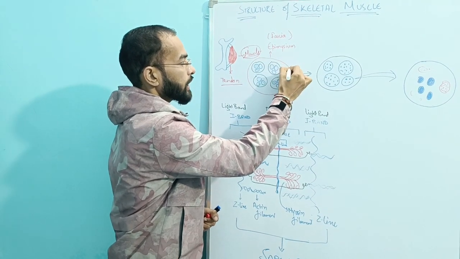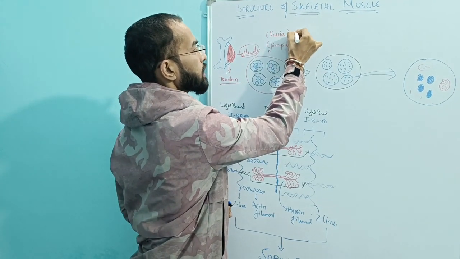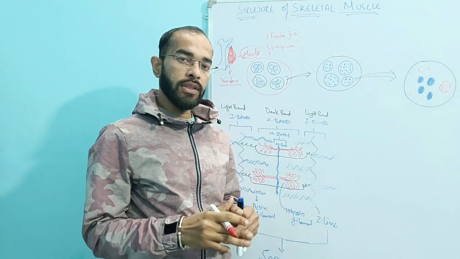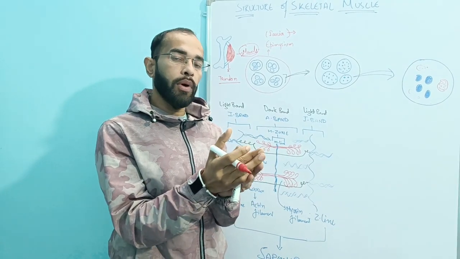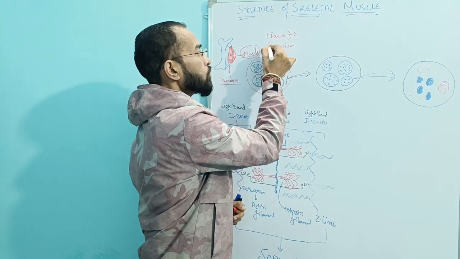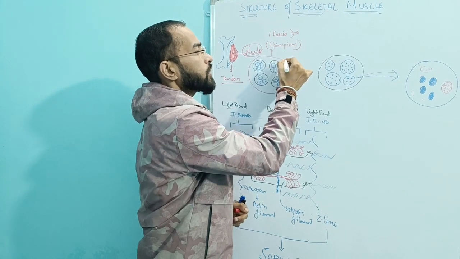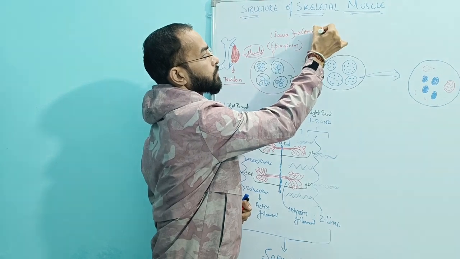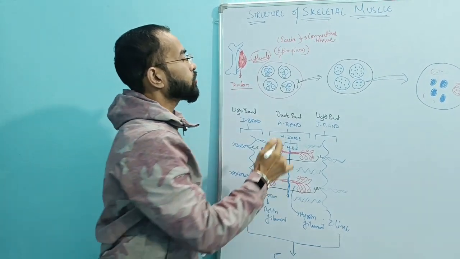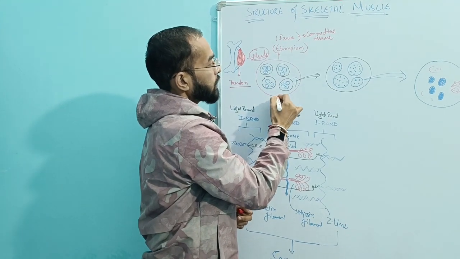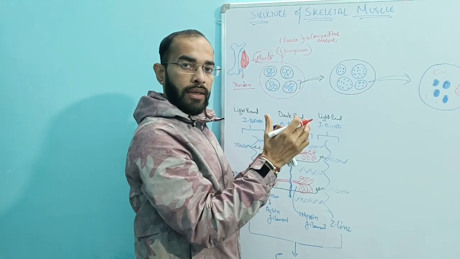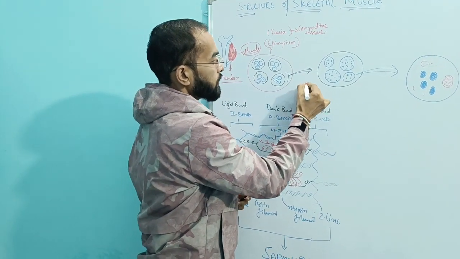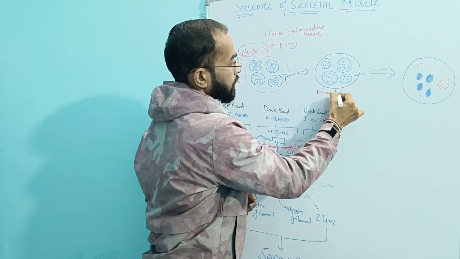there is a connective tissue covering known as fascia. That is, fascia is the connective tissue covering which covers the whole muscle from outside. And the outermost fascial or the outermost connective tissue layer is known as epimysium. That is, epimysium is the outermost connective tissue which covers the whole muscle, and it encloses a number of muscle fibers known as muscle bundles.